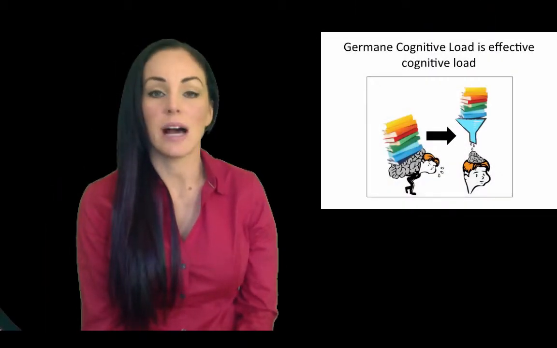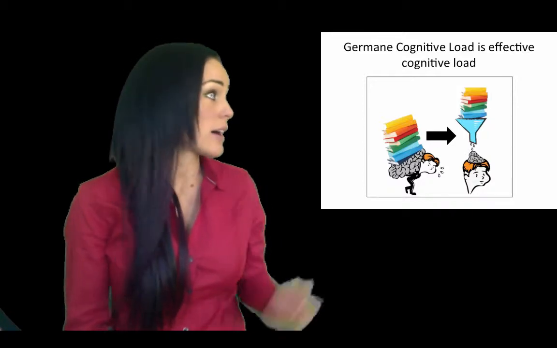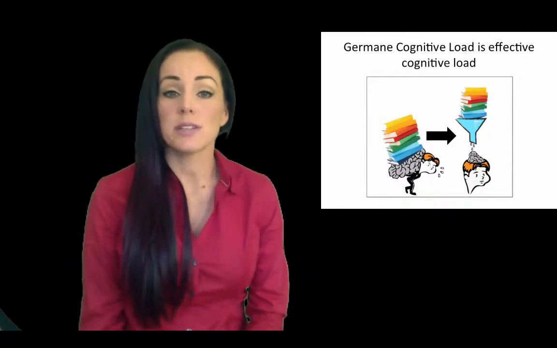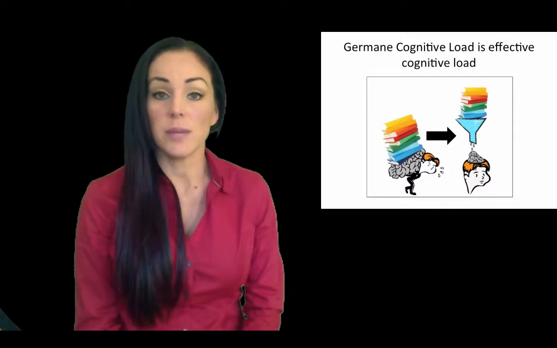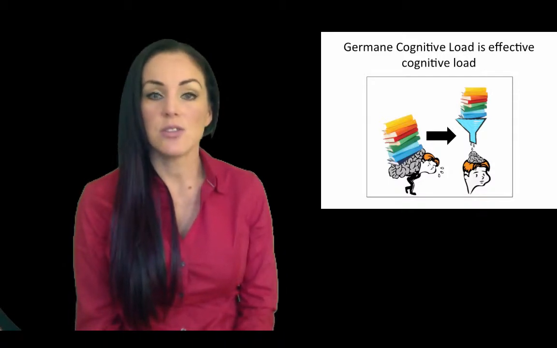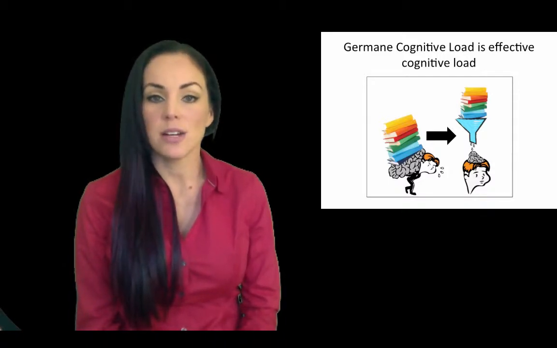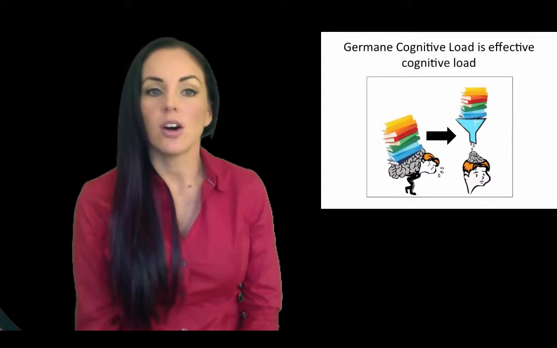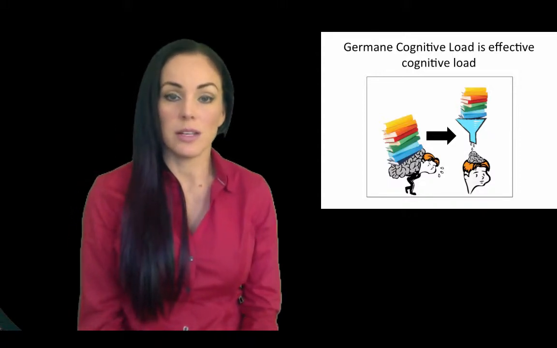Lastly, the third type of cognitive load is called germane cognitive load. This is what's considered an effective cognitive load, meaning the working memory can attend to the intrinsic load without extraneous load or information causing the learner to struggle in grasping the information.